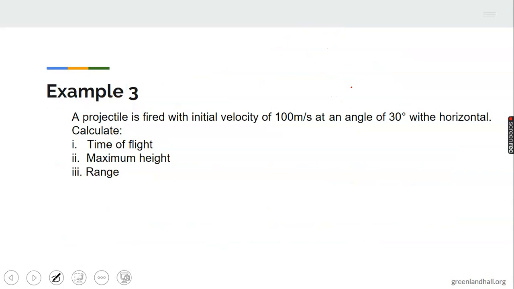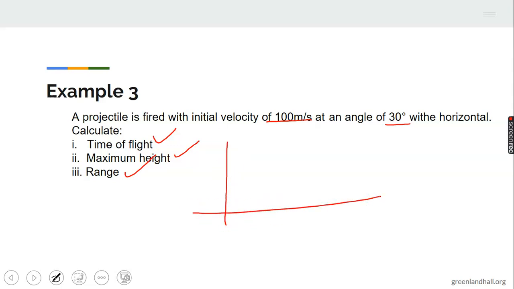Example 3. A projectile is fired with an initial velocity of 100 meters per second at an angle of 30 degrees. Calculate time of flight, maximum height, and range. In this topic, what you require is just to know the formula and apply.